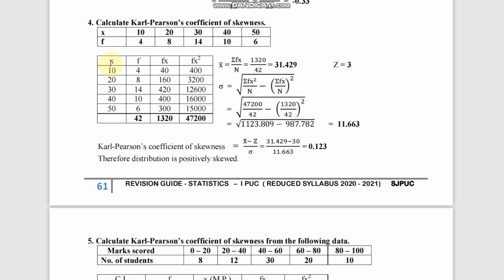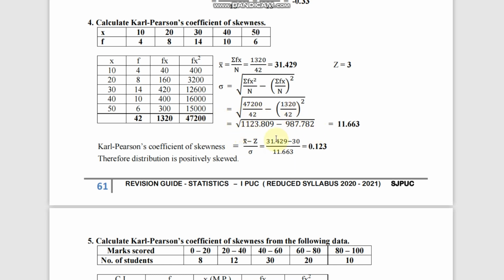So f into x square here is 10 square into 4. That is 100 into 4, 400. This is 20. 20 square is 400. So 400 into 8 is 3200. Next, 30 square is 900, and 900 into 14 is 12600. 40 square is 1600. 1600 into 10 is 16,000. And 50 square is 2500, and 2500 into 6 is 15,000. So in total it is 47,200.